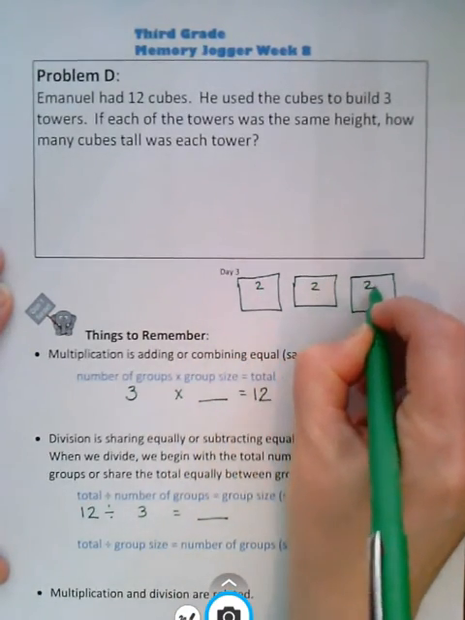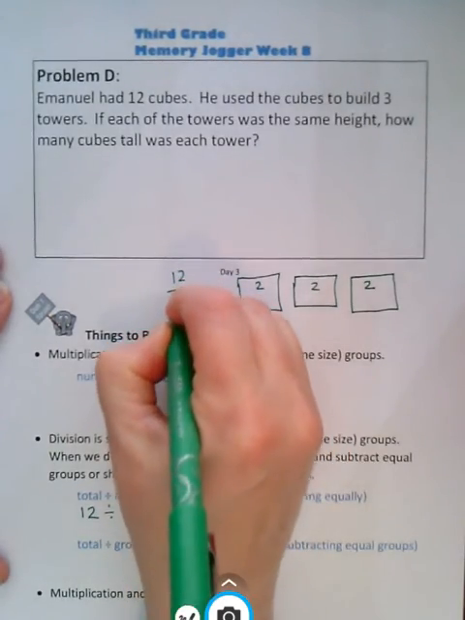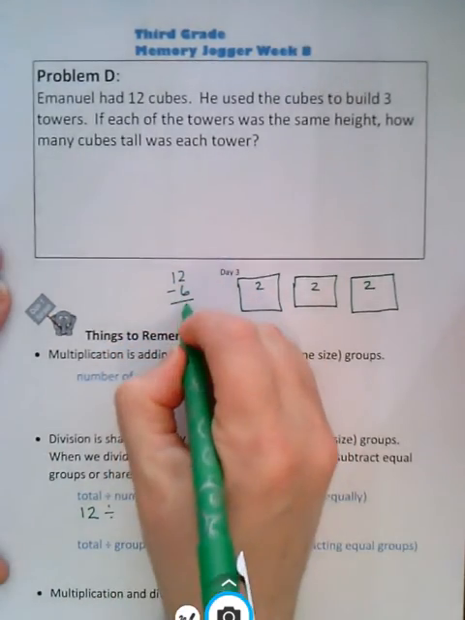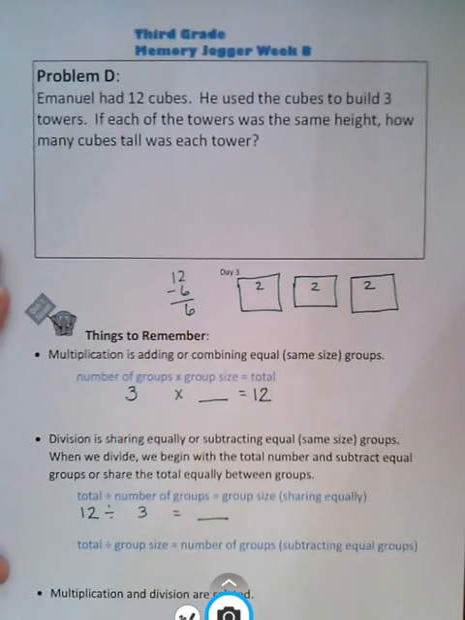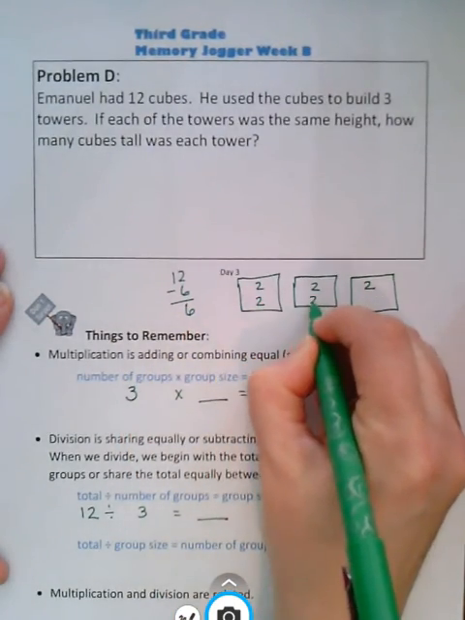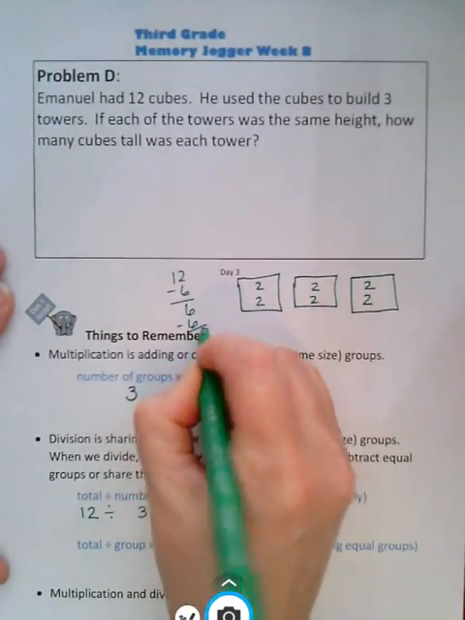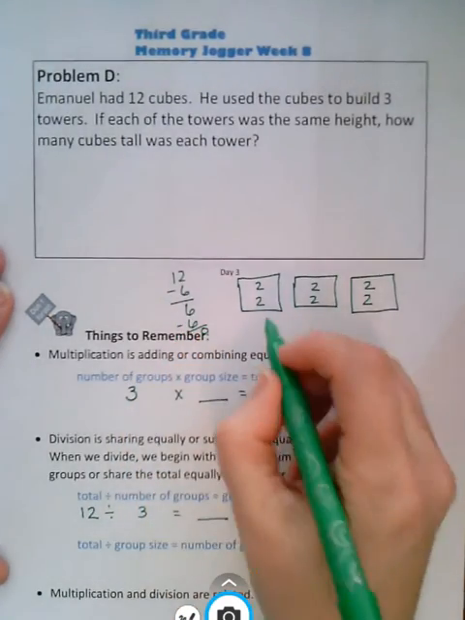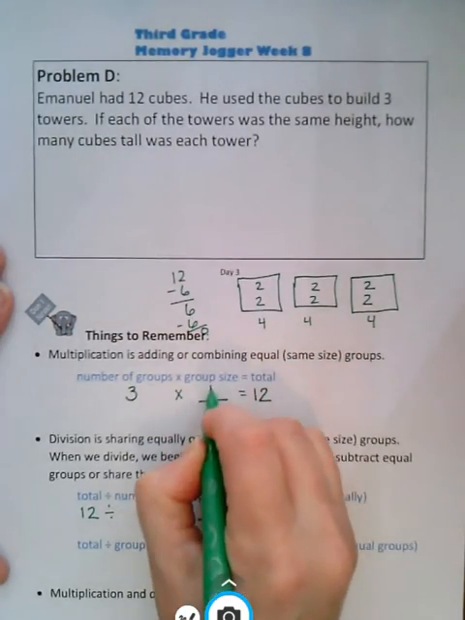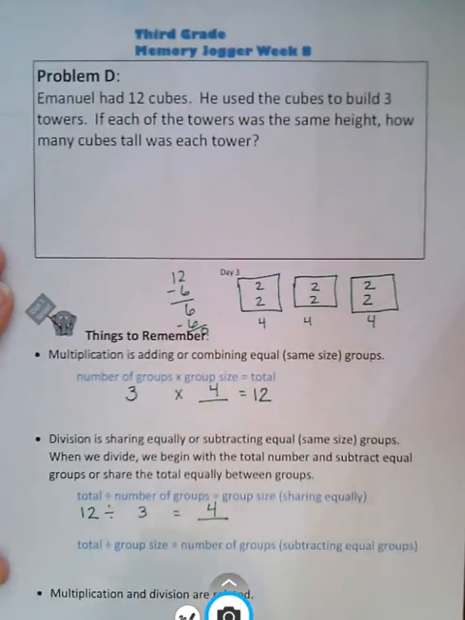If I went through and put 2 in each one, that would be a total of 6. 12 blocks minus 6 will still leave me with 6 blocks. So I still need to put 6 blocks on my towers. And I just figured out that that was 2 more on each one. So I can see that each of my towers had a total of 4 blocks. So 3 times 4 equals 12, or 12 divided by 3 is equal to 4.